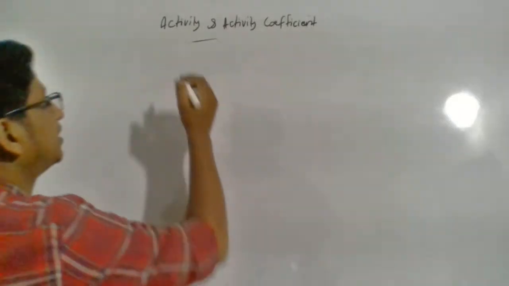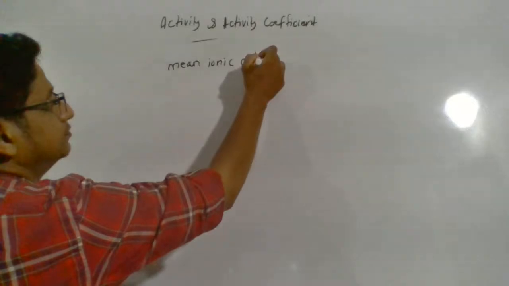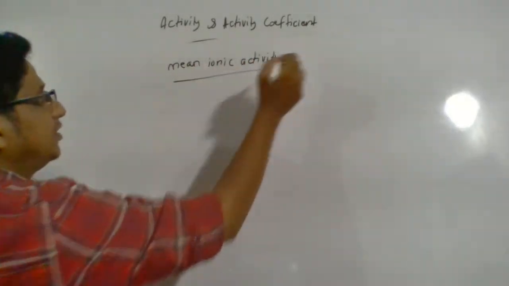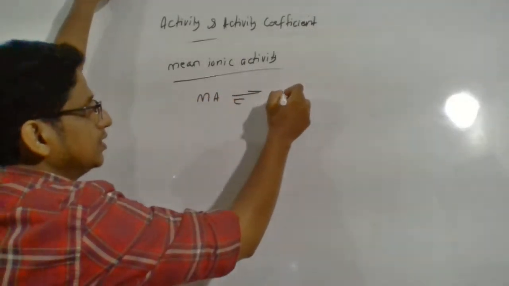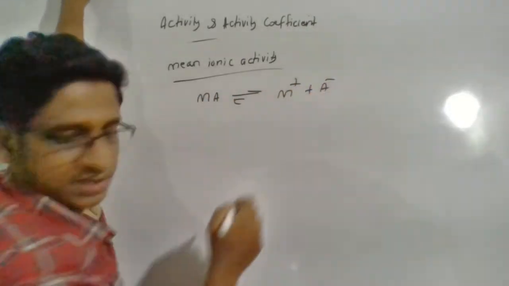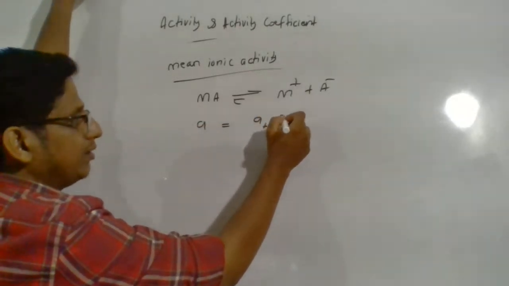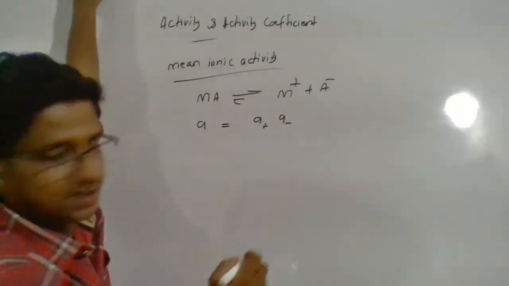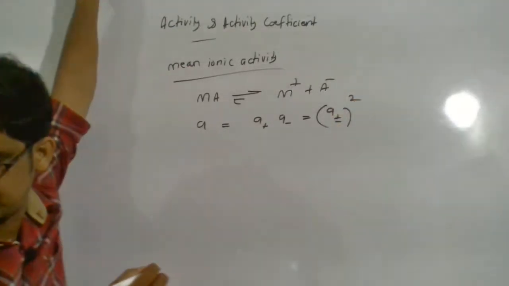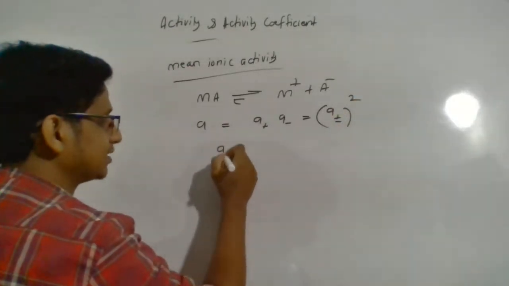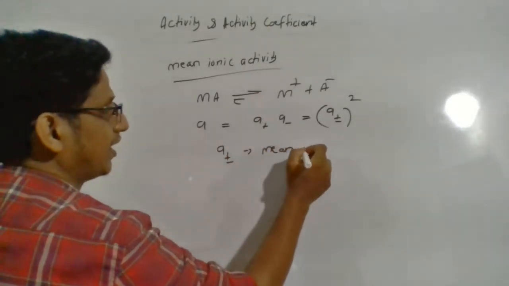The terms have only a small difference. Mean ionic activity, which we can write like this: for an electrolyte MA, giving M plus and A minus, the activity you can now introduce as a plus, a minus, which is equal to a plus or minus whole square, where a plus or minus we will call mean ionic activity.